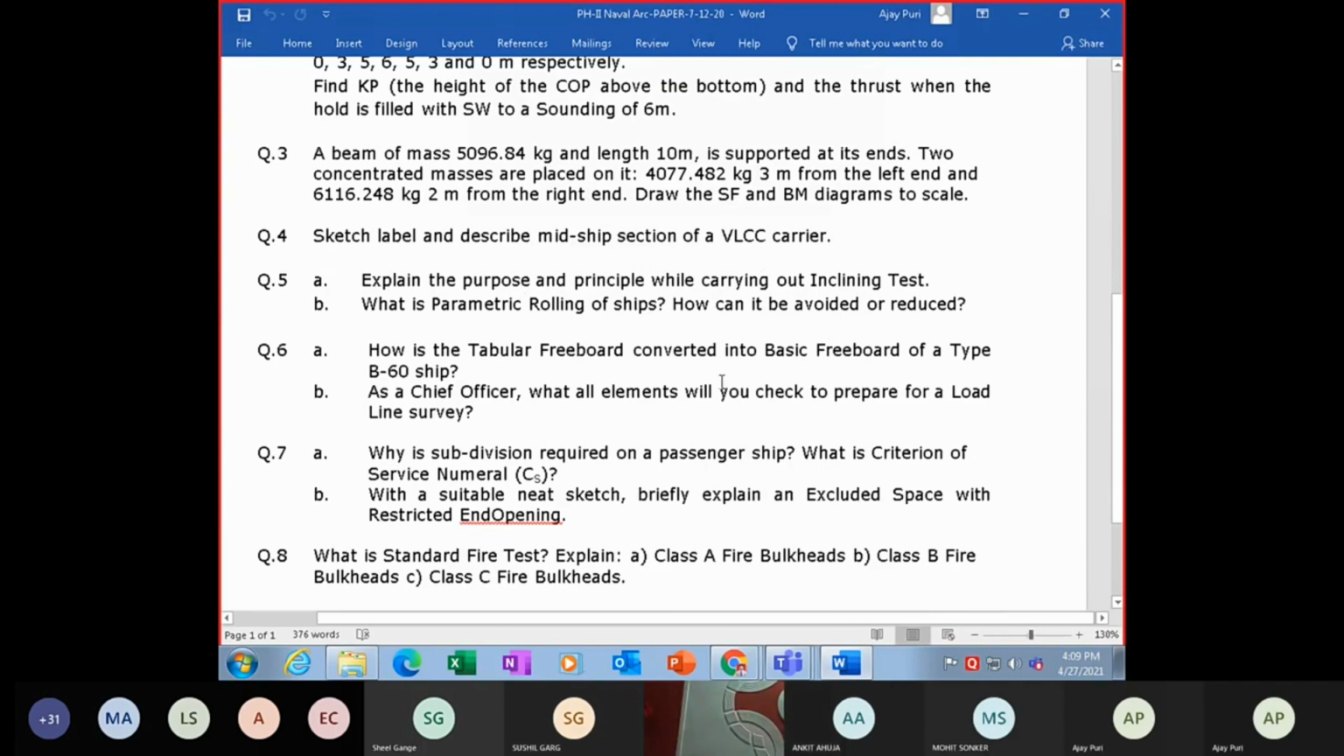6 says how the tabular freeboard is converted from basic to type B-60. There you have to write about type A, type B, and how you calculate to find B-60. This one you have to write with the tables. Then what precautions you are going to take and what elements you are checking in your load line survey. 16, 17, or 20 items you have to check, that you have to write.